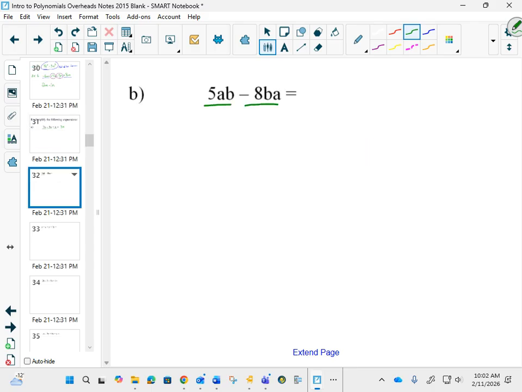These two are like terms. Even though the letters are written in a different way, you have the same variable with the same exponents in each. So you have 5 of them and you minus 8. Where would you end up on your number line? Negative 3. Some people take the time to rewrite it in alphabetical order, and then it's really easy to see that they're like terms.